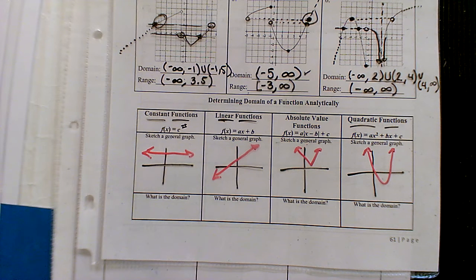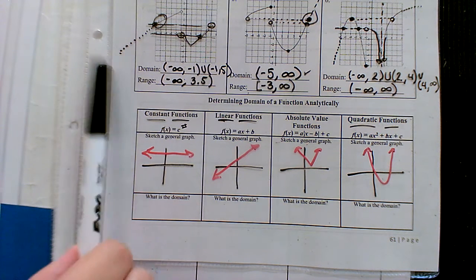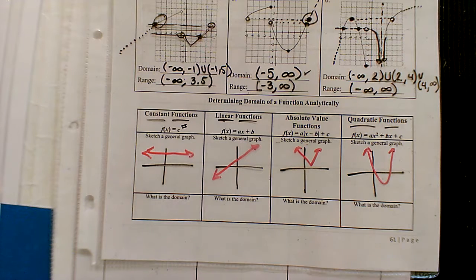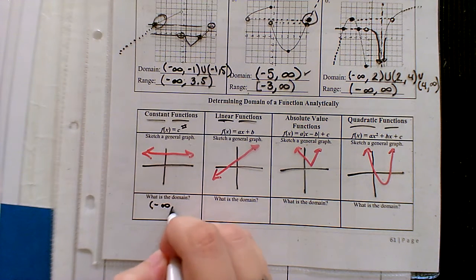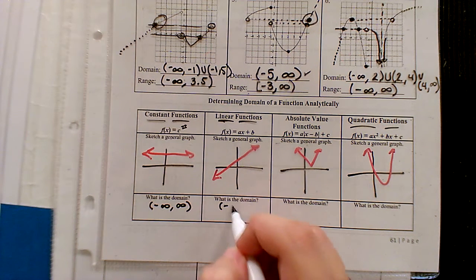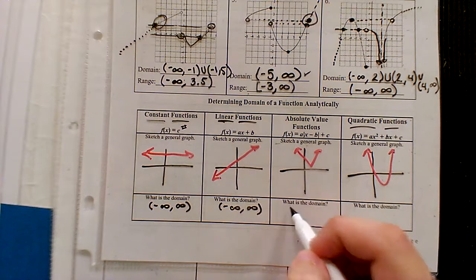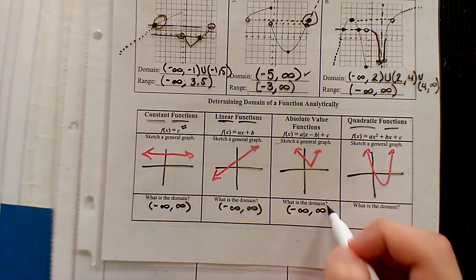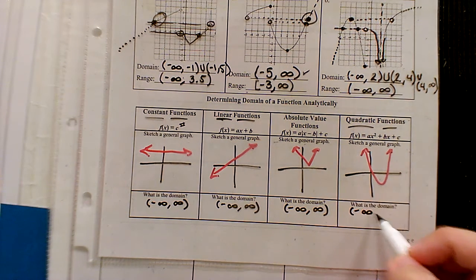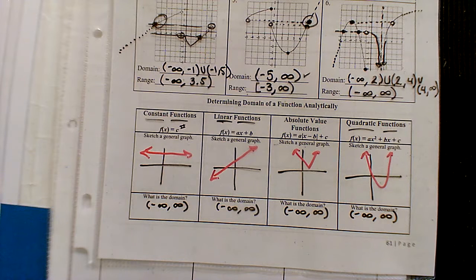If we were to find the domains of these, tracing our graph left to right, what would the domains be? They're all going to be the same, negative infinity to positive infinity. Meaning you can pick any x value you want, and if you were to plug it in, you would always get out a y value.